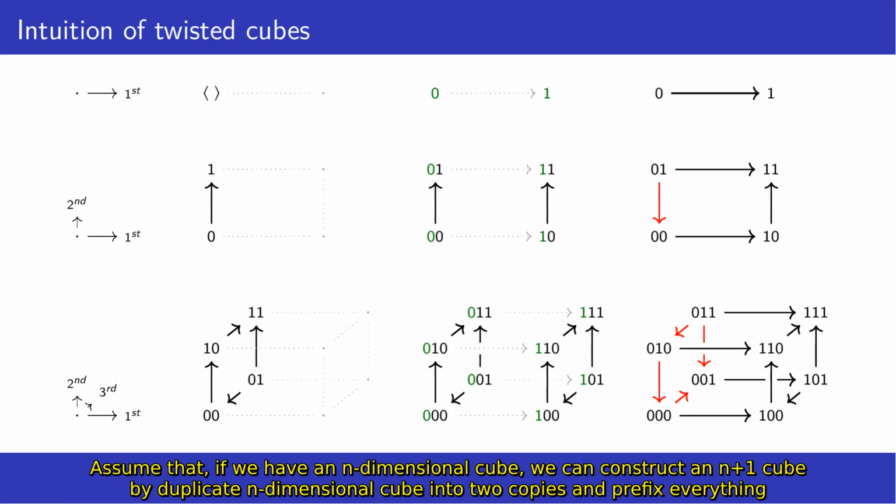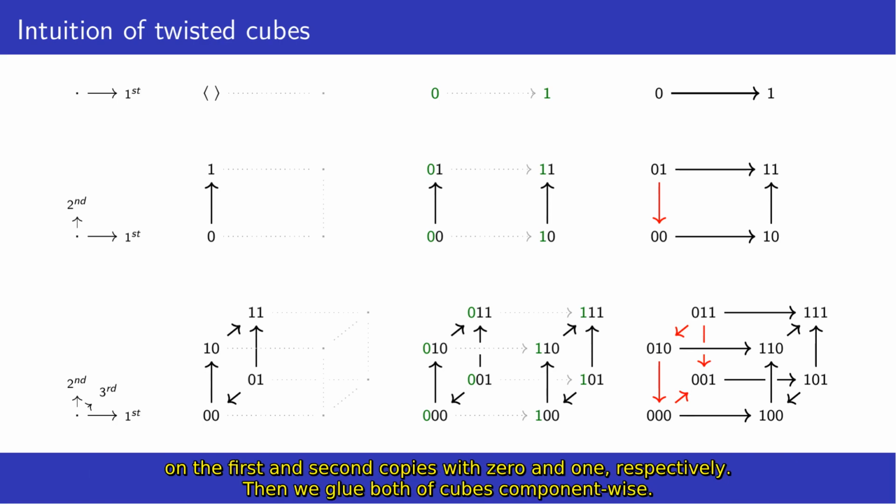Assume that we have an n-dimensional cube. We can construct an (n+1)-cube by duplicating the n-dimensional cube into two copies and prefixing everything in the first and second copy with 0 and 1 respectively. Then we group blocks of cube components-wise.